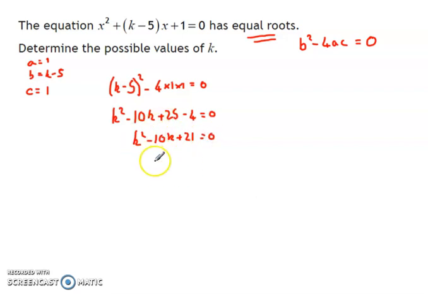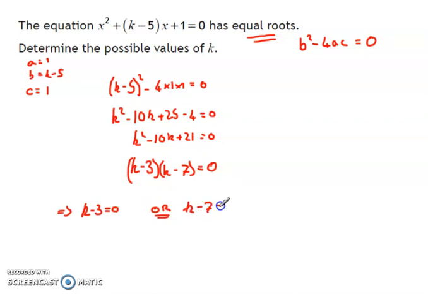So now I need to look to factorise this. So I want two answers that multiply to give me 21, but add to give me negative 10. And in this case, my two numbers that give me that are minus 3 and minus 7. So factorising it gives me two brackets, k minus 3, k minus 7 equals 0. Again, to get the solution for this, either this bracket is 0 or this bracket is 0. So that implies that I've got k minus 3 equals 0, or k minus 7 equals 0.